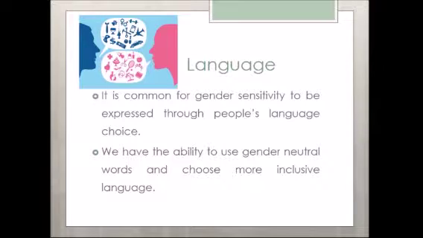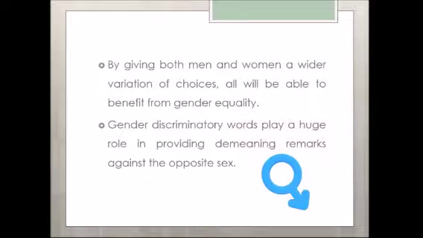It is common for gender sensitivity to be expressed through people's language choice. We have the ability to use gender-neutral words and choose more inclusive language. By giving both men and women a wider variation of choices, all will be able to benefit from gender equality. Gender discriminatory words play a huge role in providing demeaning remarks against the opposite sex.